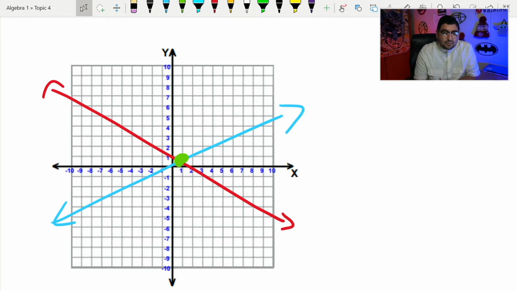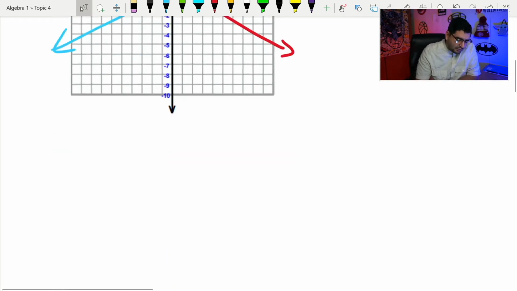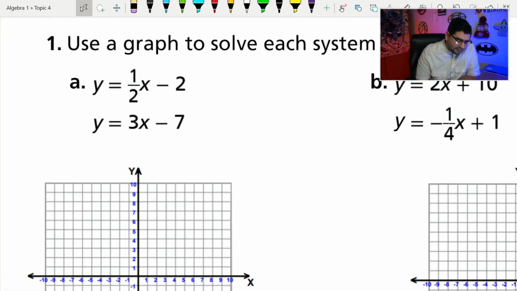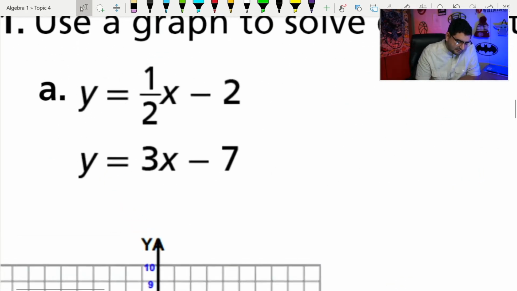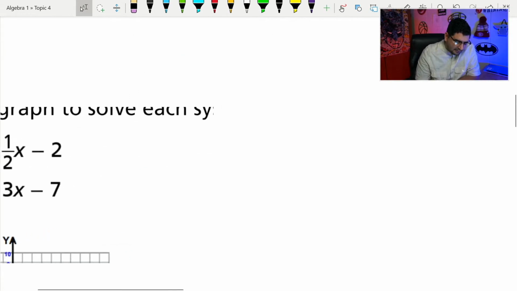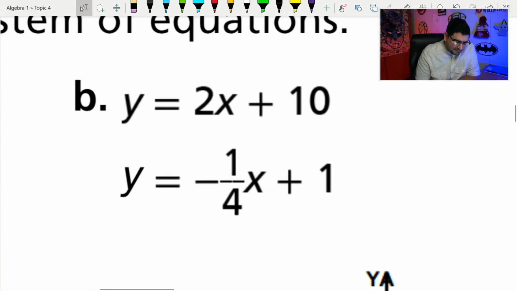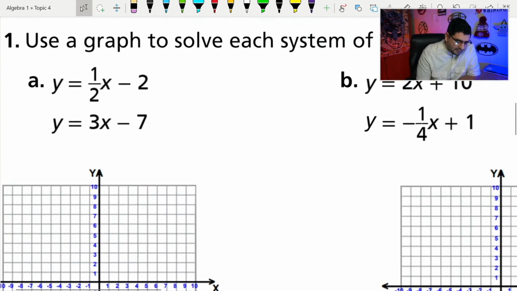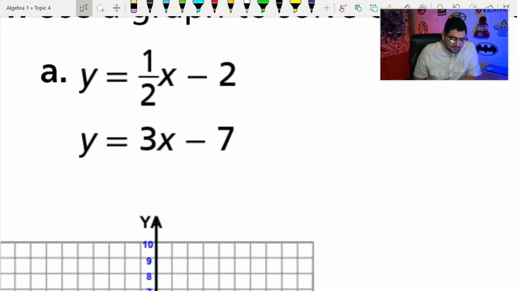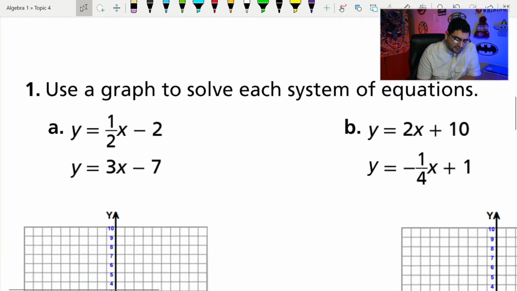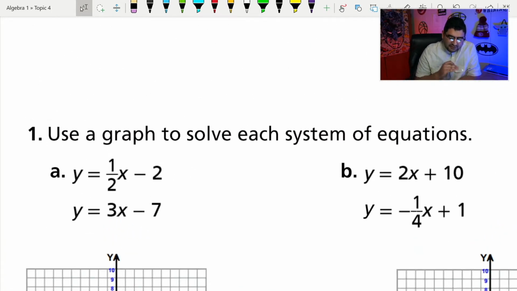And that's essentially what we're going to do on these next two problems. We're going to go ahead and graph. So here I have two different systems. We'll call it system A, and over here we've got system B. We're going to work with one of them at a time. Let's go ahead and start with system A. I've got y equals 1/2 x minus 2 and y equals 3x minus 7. Now the instructions say use a graph to solve each of the systems of equations.